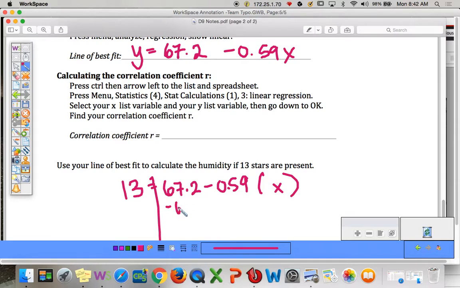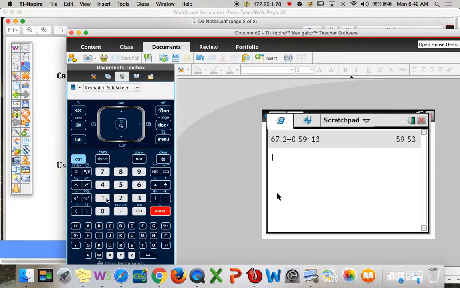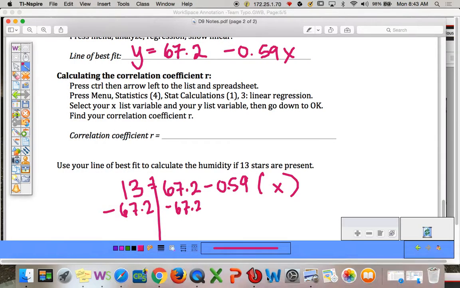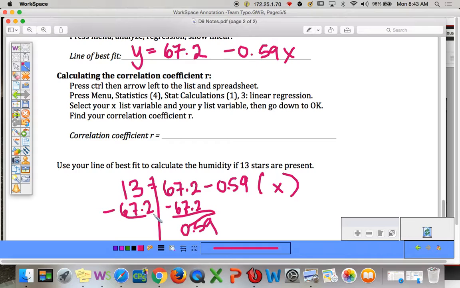Okay, so if it's this way, we're going to subtract 67.2 from each side. So in my calculator, I should have done 13 minus 67.2. And then I'll divide by 0.59. Let's try this again. Okay, so divide by 0.59. Keep writing the wrong thing here. 0.59. This is what I should have written here. Okay, equals 0.59x divided by 0.59.